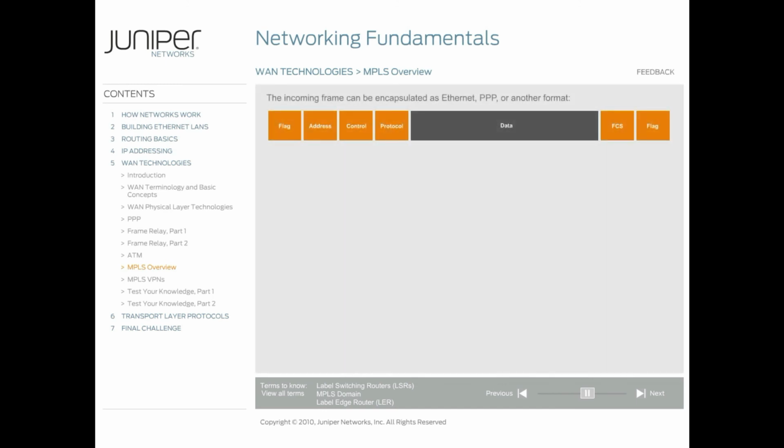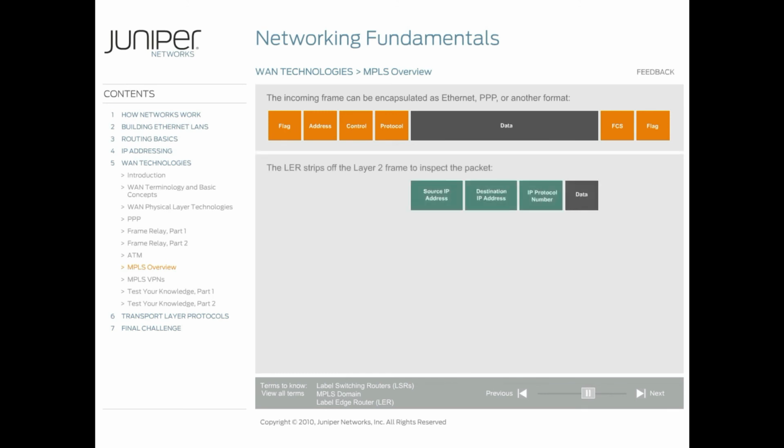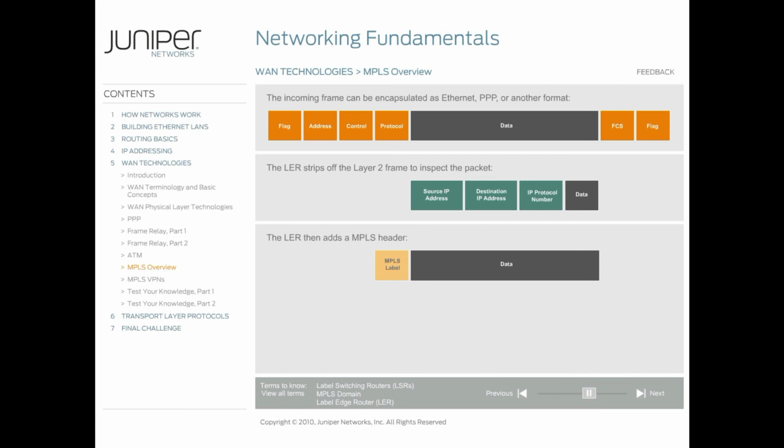The incoming frame can be encapsulated as Ethernet, PPP, or another format. Regardless of the frame's Layer 2 format, the LER strips off the Layer 2 frame to inspect the packet. It then adds an MPLS header. So how does the LER know which label to assign and ultimately which path, or LSP, the packets take? LERs can look at any number of fields in the IP header when doing MPLS label and LSP assignment. For instance, the LER can assign labels based on the destination IP network, a combination of the destination network and application type, source and destination networks, or a specific QoS requirement. In our example, the LER is simply looking at the destination IP network to assign a label.